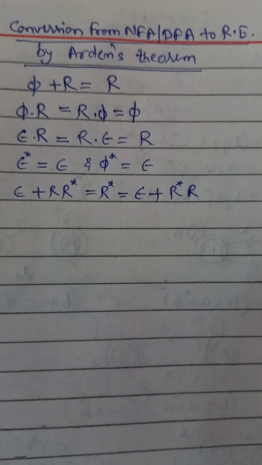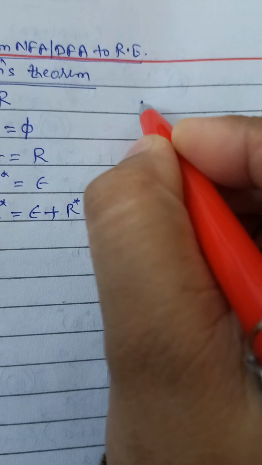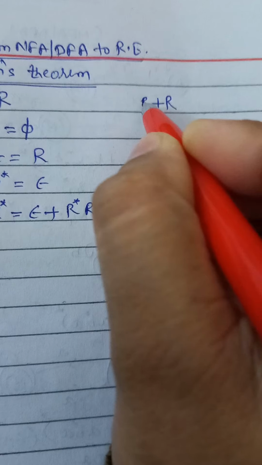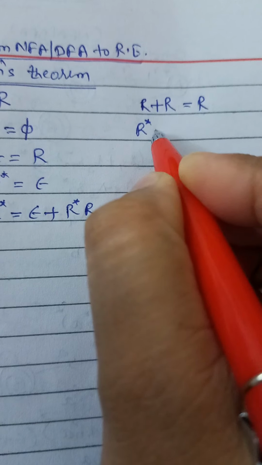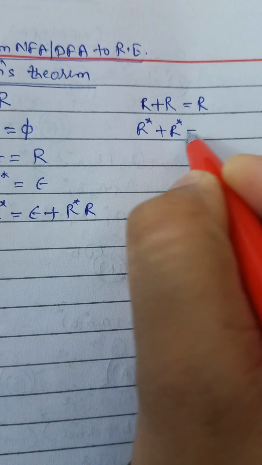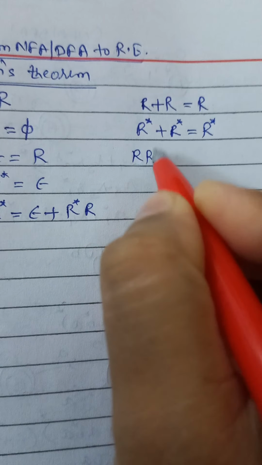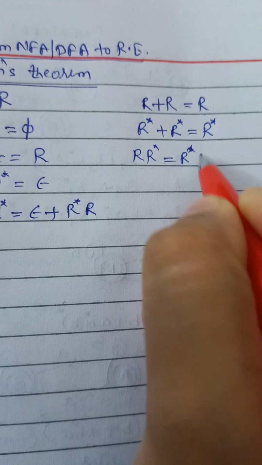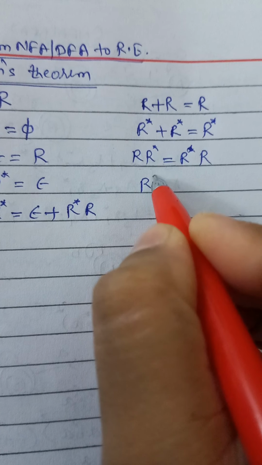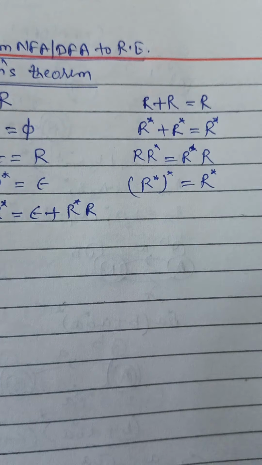There are a few rules which we should know. What else do we have? We have r star plus r star equals r star, and r star r star is equal to r star. Both are equal. R star whole star will be equal to r star.